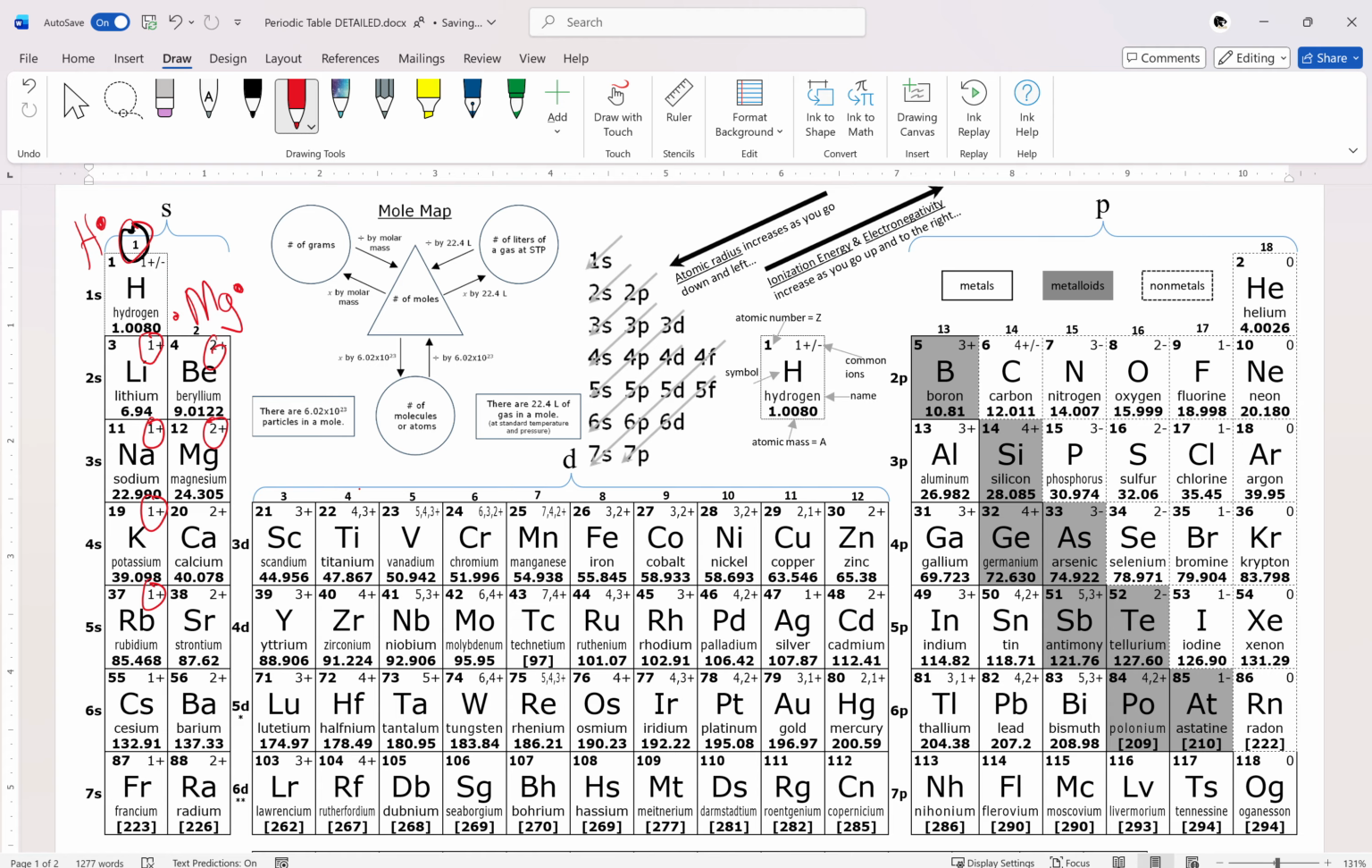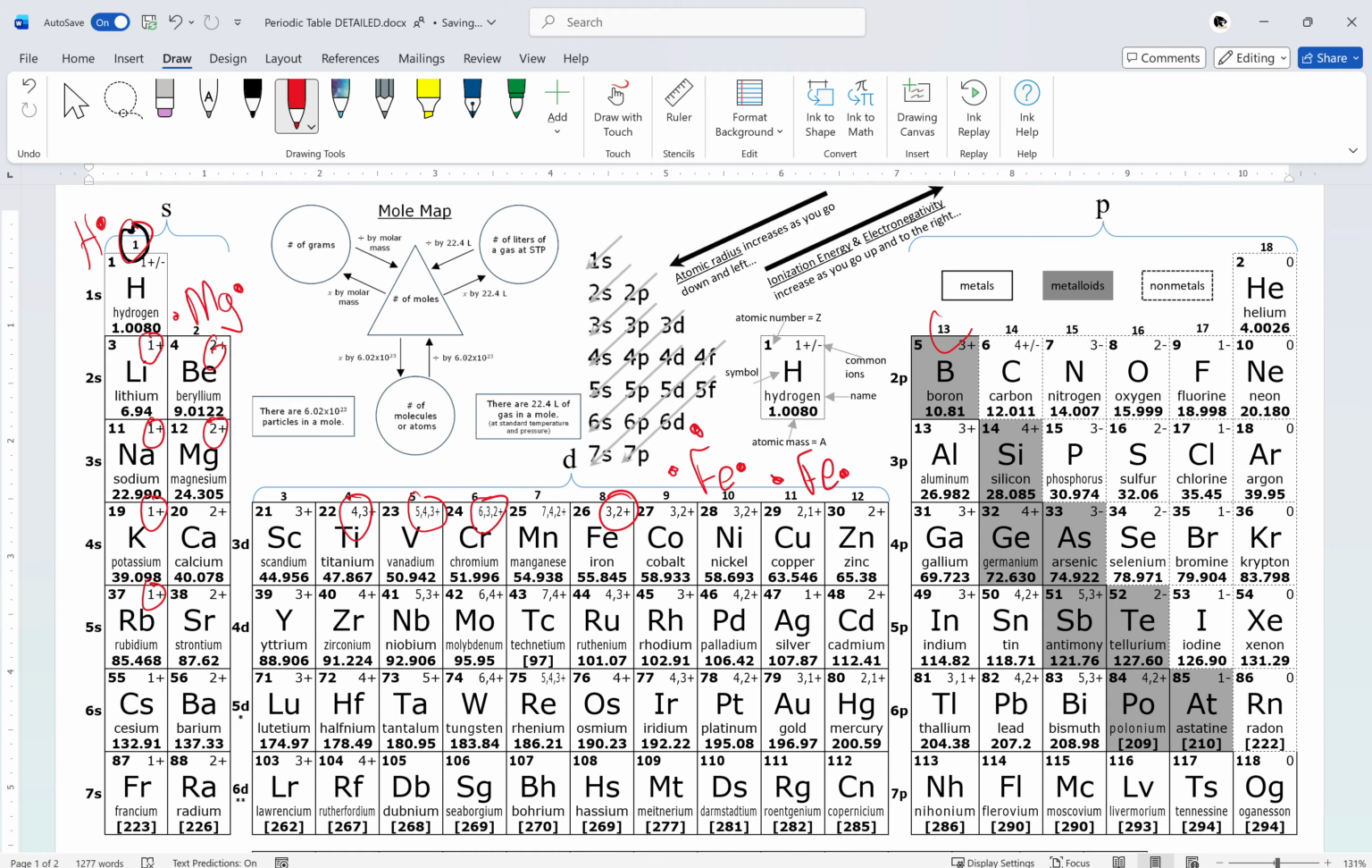Groups 3 through 12 vary because a lot of them will make multiple different charges, and they're all positive. However many electrons they lose will be how many dots they get. So here we have iron. You could have iron 3, so it would have 3 dots, or you could have iron 2, which would have 2 dots. It just depends. All those with positives are going to lose however many electrons that is.